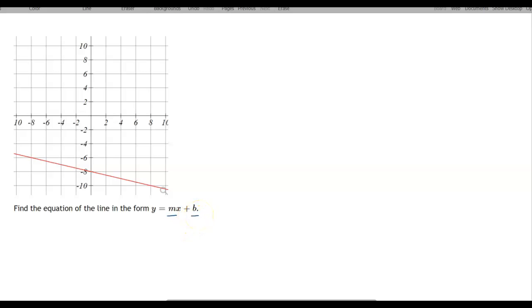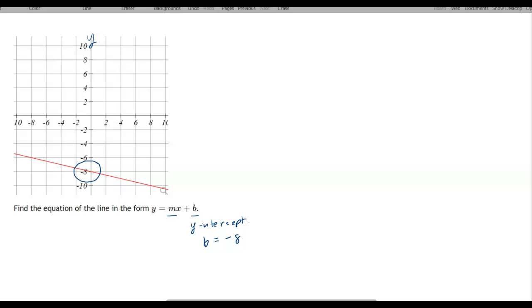So the y-intercept is the easiest thing to find in this particular case, and that is because the y-axis is this vertical axis, and this point right here shows that the line intercepts the y-axis at -8. So we'll say b is equal to -8. And now we have to find the slope.